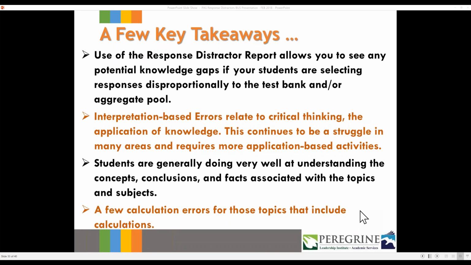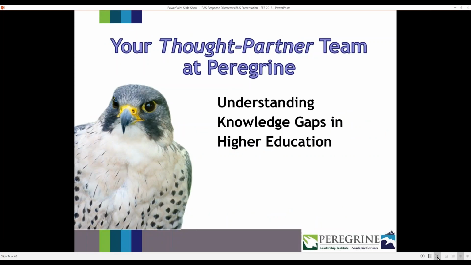And we do notice that generally students do a good job at understanding the concepts and conclusions and fact-based sort of information. But the calculation-based errors are sort of easier to correct. But in order to address the more critical thinking-based errors, the concept conclusion-based errors, you really look at the entirety of your curriculum and at the ways how you're delivering that to your students.